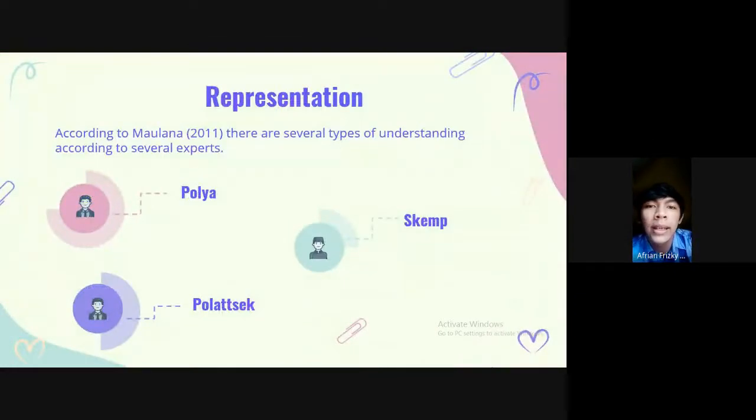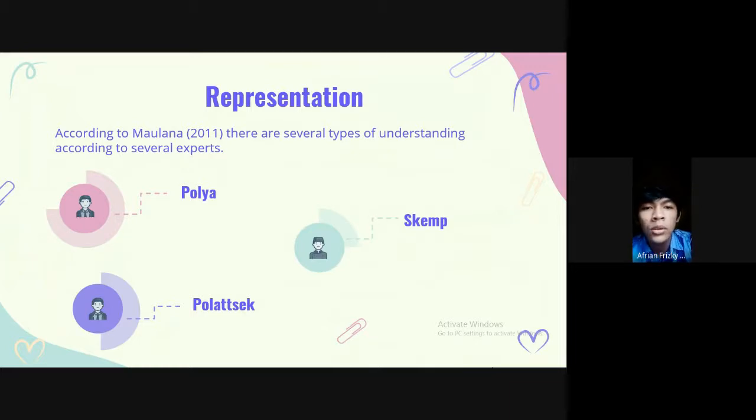Okay, then according to Maulana, there are several types of understanding according to several experts. The first is Polya. Polya divides comprehension ability into four stages. The first is mechanical understanding, and then inductive understanding, rational understanding, and the last is intuitive understanding.